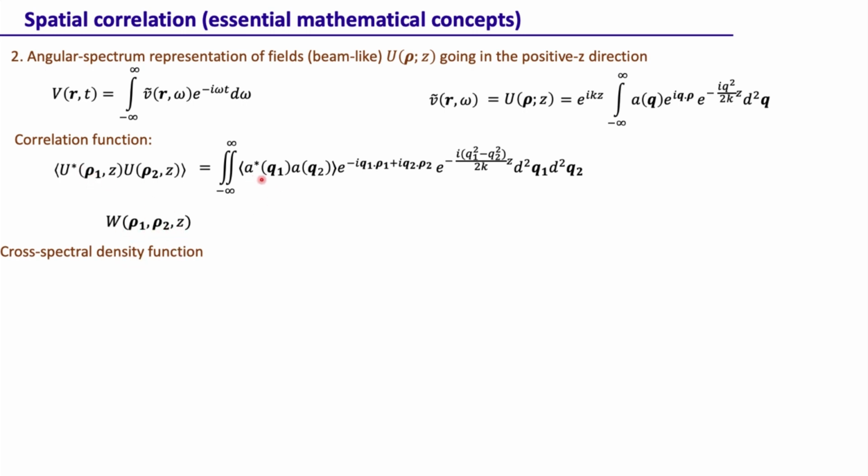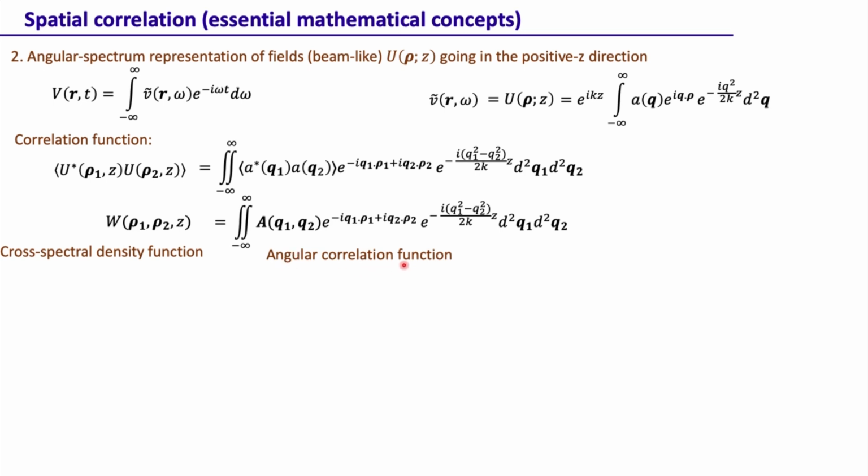Now we can write it like this. This A(q1) A(q2), we write as this capital A(q1, q2), and this is called the angular correlation function. This cross spectral density function and angular correlation function are related like this.